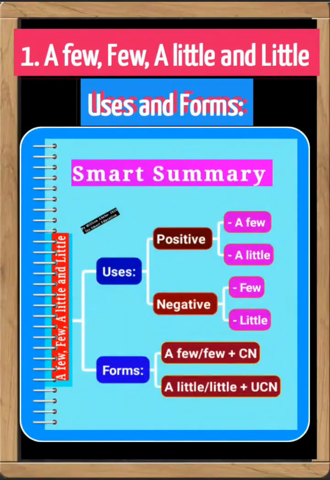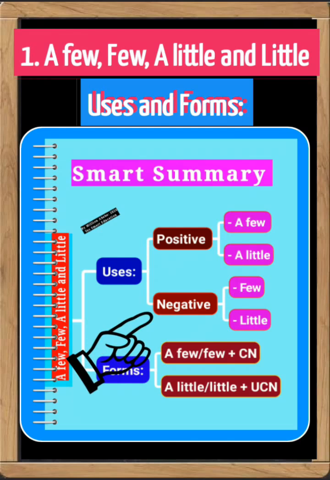A few and a little are used for positive ideas. That means the thing being described enables us to do something. The sentence can be negative or positive. And the second, few and little are used for negative ideas. That means the thing being described doesn't enable us to do something. The sentence can be negative or positive.